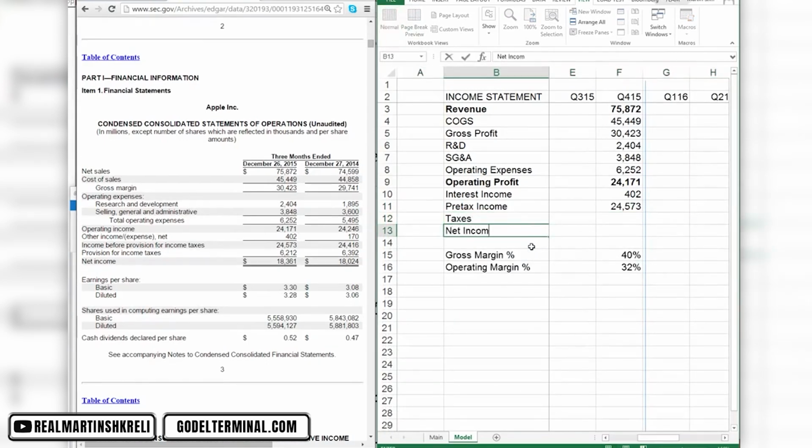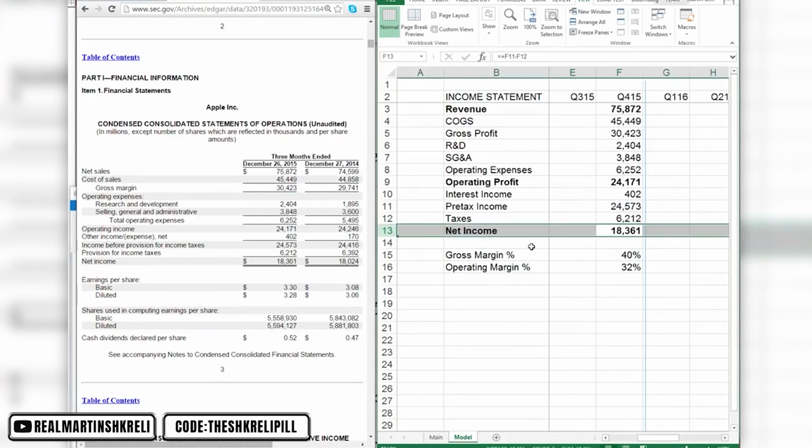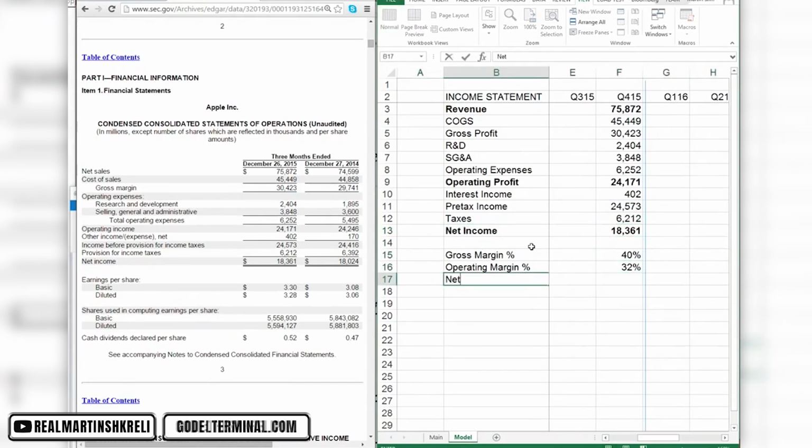And again, taxes aren't necessarily cash they've spent. That's just cash that they're going to spend often. And what we're left with is $18 billion. So we can calculate again a net margin percentage. 18 billion left over after 75 billion of revenue. So 24 cents. Every dollar that Apple gets from you, they keep 24 cents.